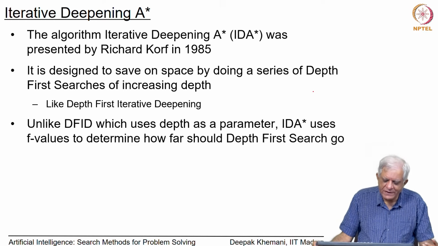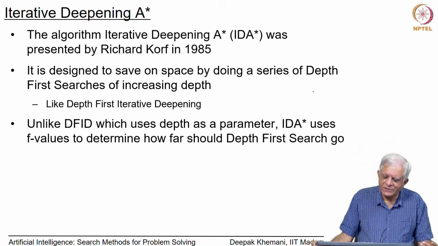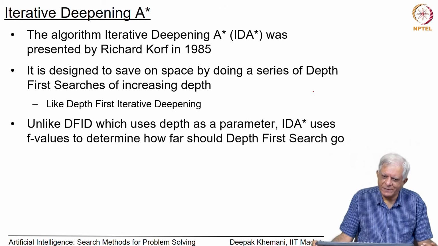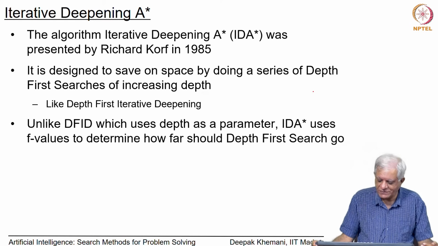So, DFID was an extension of breadth first search, or rather it was depth first search trying to behave like breadth first search. In a similar manner, IDA star is going to be depth first search trying to behave like A star, and what it will do is that it will use f values to determine how far the depth first search should go. So, in all these variations, DFID, IDA star, it is essentially depth first searches of increasing bound. It is just that how the bound is determined is different in the two cases.